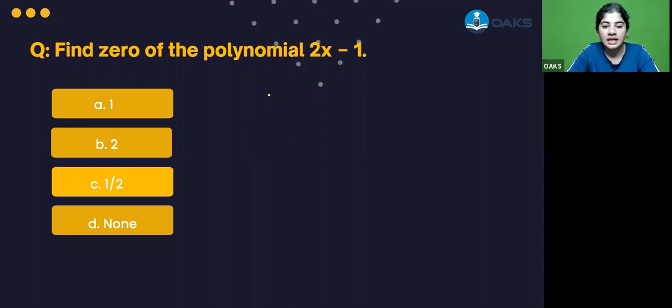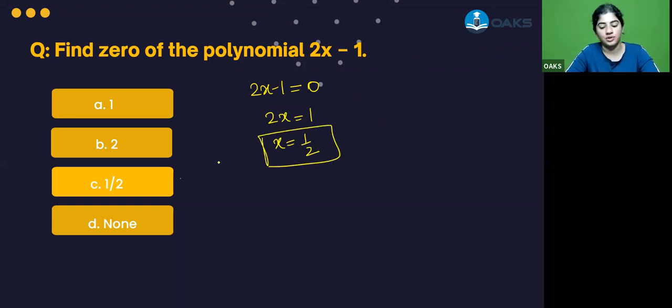You can sit down. Now, what do we need to do? We will put 2x minus 1 equal to 0. We have to repeat the same process to gain the understanding. 2x minus 1 is equal to 0, which turns out to be 2x is equal to 1 and x is equal to 1 by 2, right? So C is the correct option.